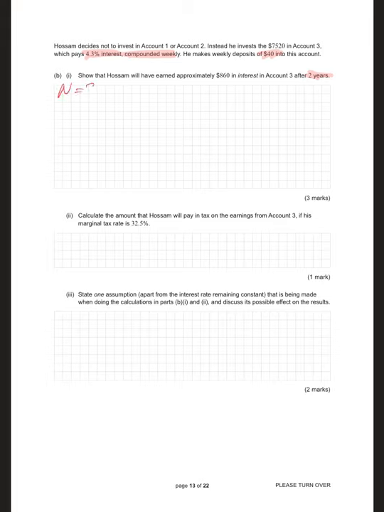TVM Solver, N is going to be 2 years times by weekly, so 52, which is going to be 104. The interest rate is 4.3. PV, he put in 75.20 into the bank. PMT, he's putting $40 in every week. We want to work out what's in the account, so solving for FV. PY and CY are both 52. Change those to 52, alpha solve.